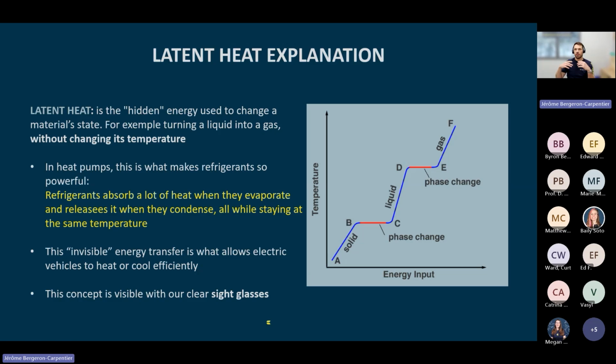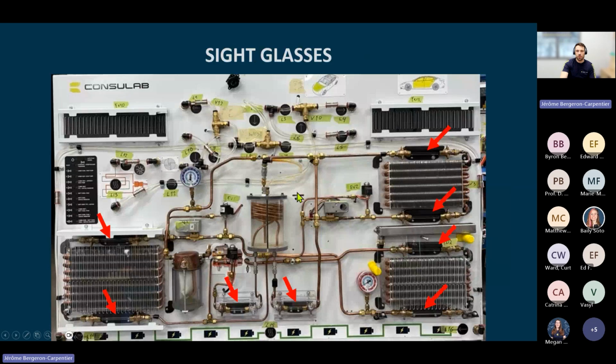Of course, like we talked about in the last webinar, the actual product that we developed has side glasses on different heat exchangers. So it's super easy for you and the students to actually see the phase changing in those heat exchangers. As we can see here, we do have side glasses every time we have some sort of a heat exchanger.